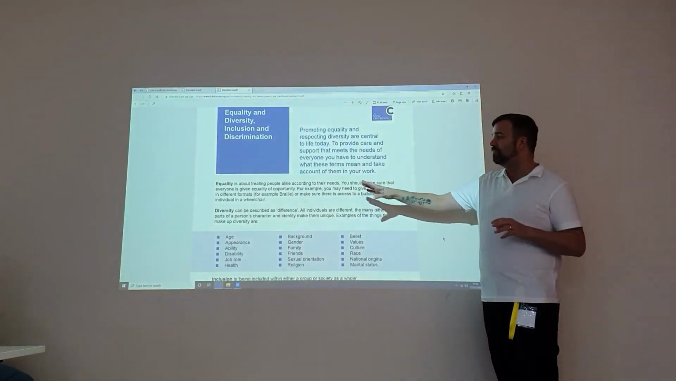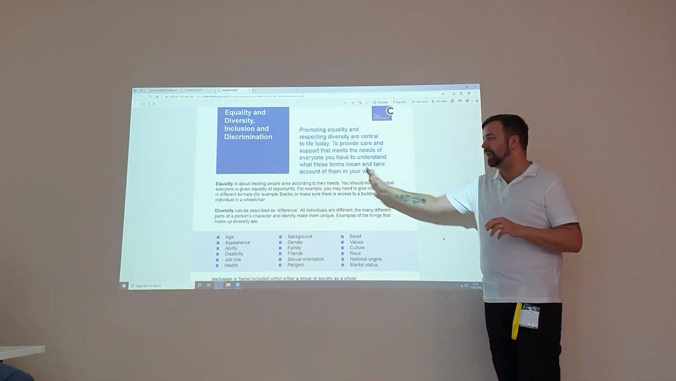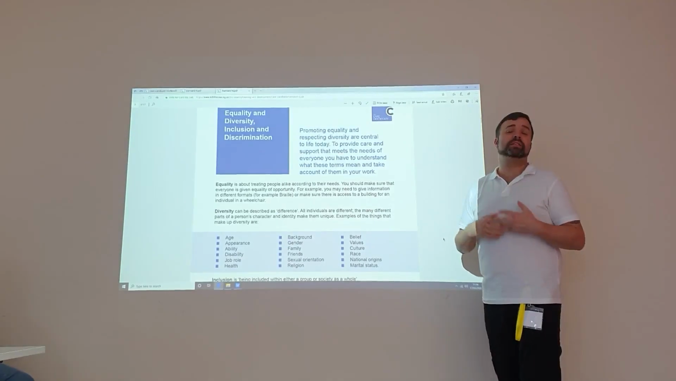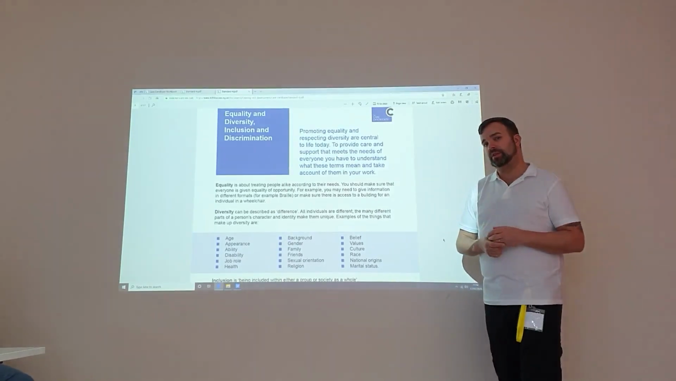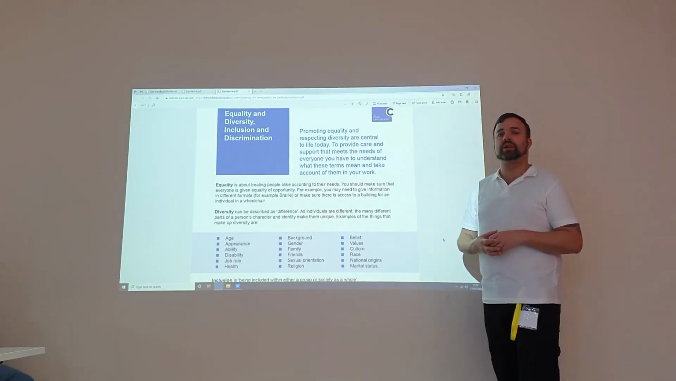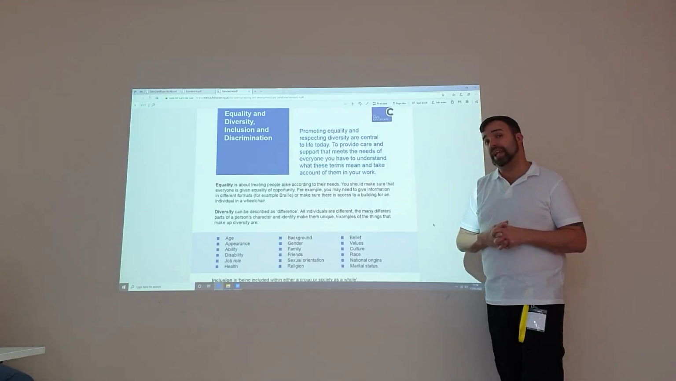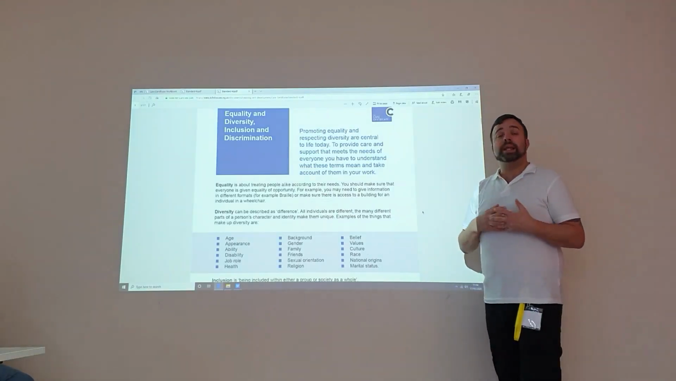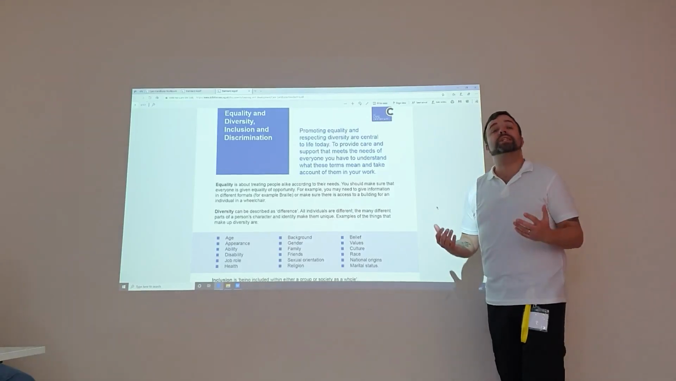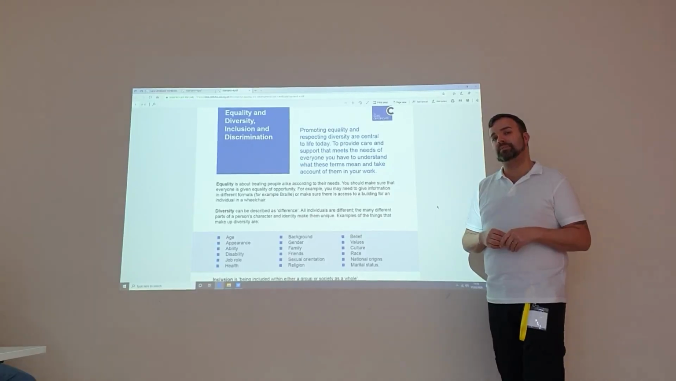So equality is about treating people according to their needs, and that's a really important statement. Diversity just simply means describing the differences of people. So we don't need to get caught up in massive political terms around what equality and diversity means. What we do have is protected characteristics, meaning in law it would be illegal to discriminate. And by discriminate, I mean treat people differently because of this.